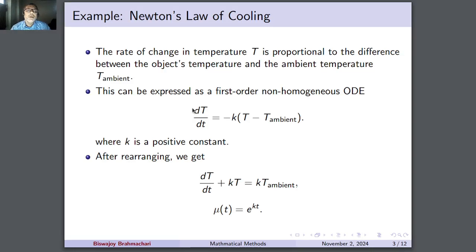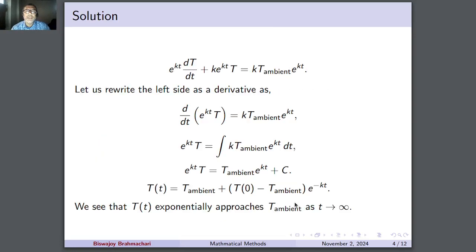For example, in Newton's law of cooling, the rate of change in temperature is proportional to the difference between the object's temperature and the ambient temperature. And we can write an integrating factor e to the power kt, multiply the differential equation with e to the power kt, and write the left hand side as a total derivative. Temperature as a function of time is equal to T ambient plus this difference multiplied by e to the power minus kt.